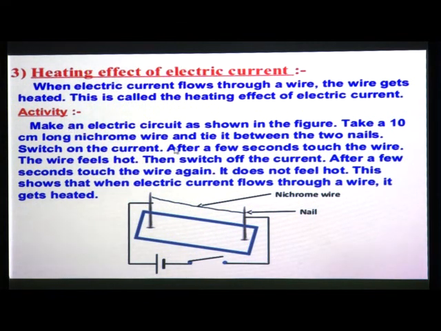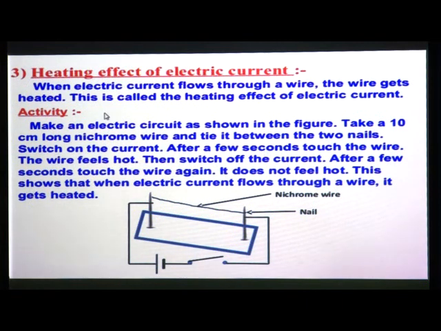So, make an electric circuit. Though it says to make an electric circuit, or whatever it tells you, you do not do this activity at your home, it will be dangerous for you. It will be harmful. So, do not perform this activity at your home. When you come to school, then I will explain it to you. So, let us only read.